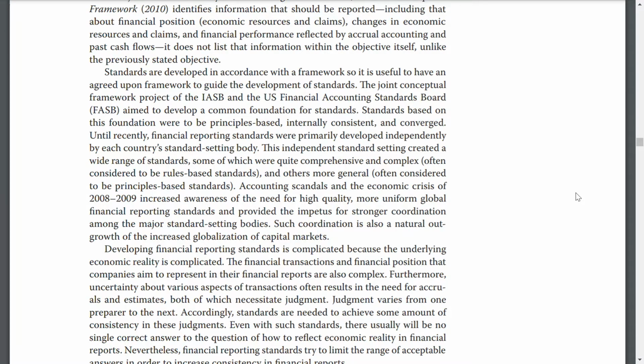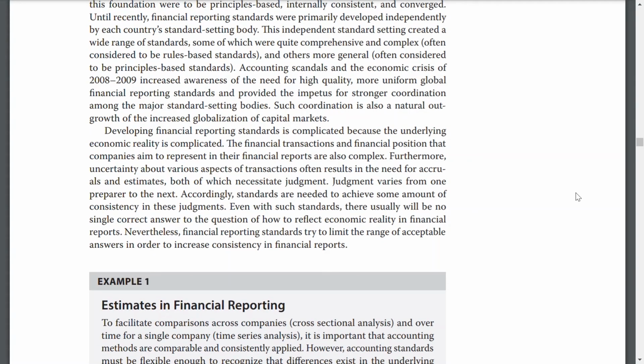Developing financial reporting standards is complicated because the underlying economic reality is complicated. The financial transactions and financial positions that companies aim to represent in financial reporting are also complex. Furthermore, uncertainty about various aspects of the transactions often results in the need for assumptions and estimates, both of which necessitate judgment. Judgment varies from one preparer to the next.